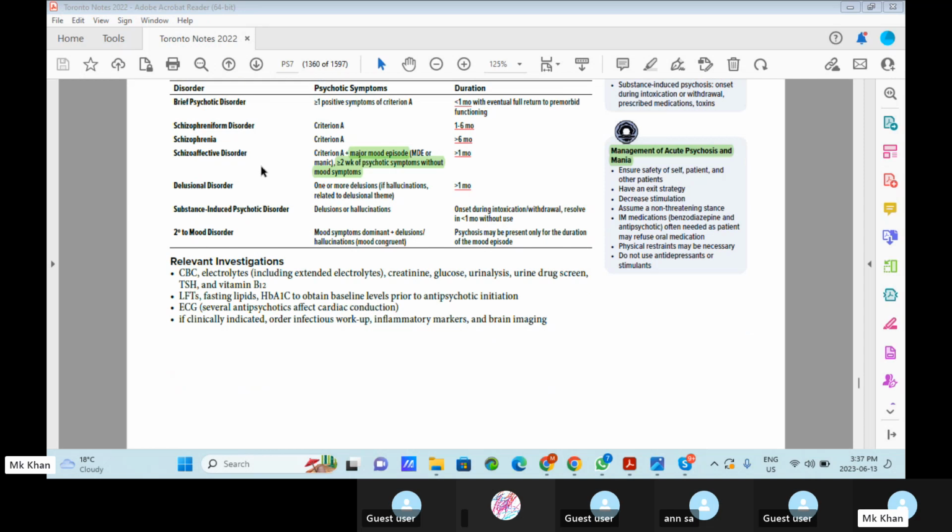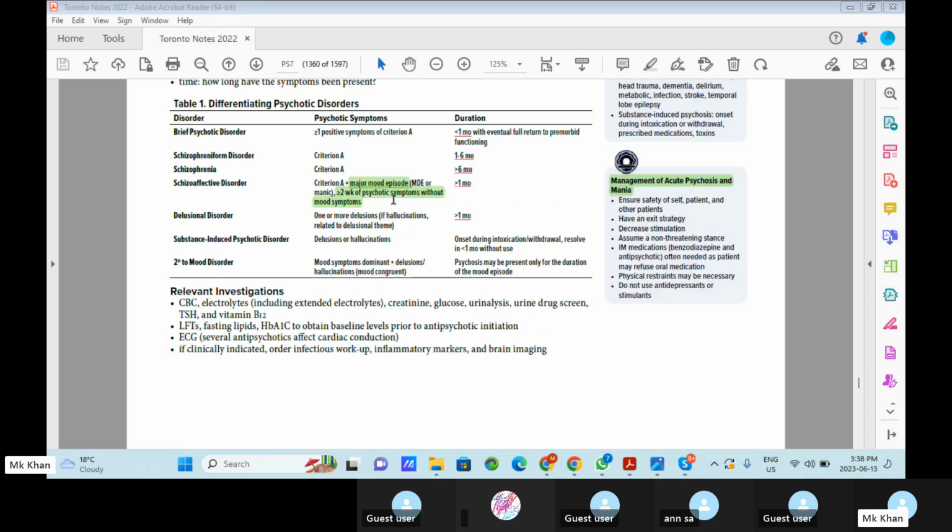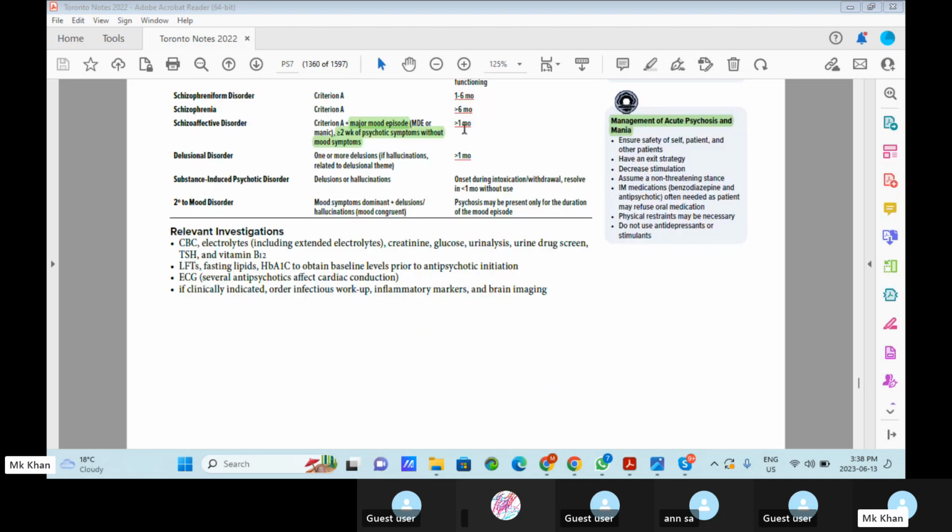And then what is schizoaffective disorder? Basically schizo is the psychotic and affective means mood. So it is psychotic plus mood disorder. That's how I remember it. There is criterion A plus a major mood episode, whether it is depression or mania, but one mood episode is present, and there are more than 2 weeks of psychotic symptoms without mood symptoms. We will study it later in detail, but the main thing is that schizoaffective has both mood and psychotic symptoms, and at least 2 weeks or more of psychotic symptoms without mood symptoms. This is the main criteria, and it should be more than 1 month.